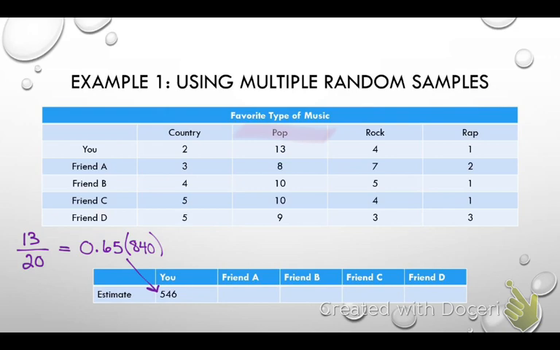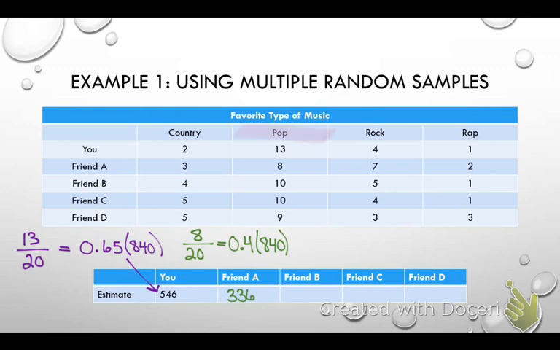Okay, so now let's do friend A. We're going to do all of these the same way. So when friend A asked people, how many of them preferred pop? 8 out of the same total. 8 out of 20. Okay, so now what do I do with my fraction? Change it to a decimal, which is what? 0.4. And then what can I do with 0.4 again to get the population? Times it by the total, 840. Okay, so for friend A, they say, okay, 40% of 840 is what?